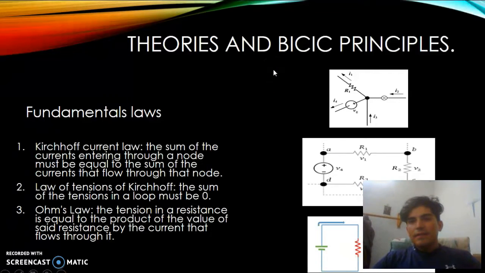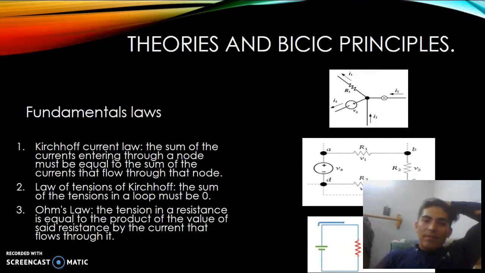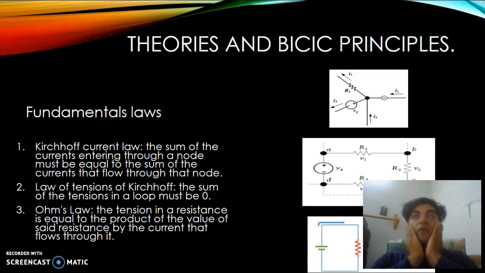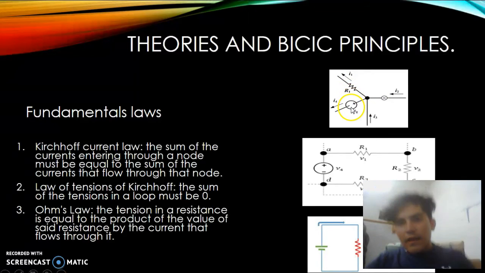Then the theories and basic principles. We have three fundamental laws and principles. Kirchhoff was the researcher that says the sum of the current entering through a node must be equal to the sum of the current that flows out through a node. Basically, it's this. In this example, we have E2 and E3 equal to E1 and E4.